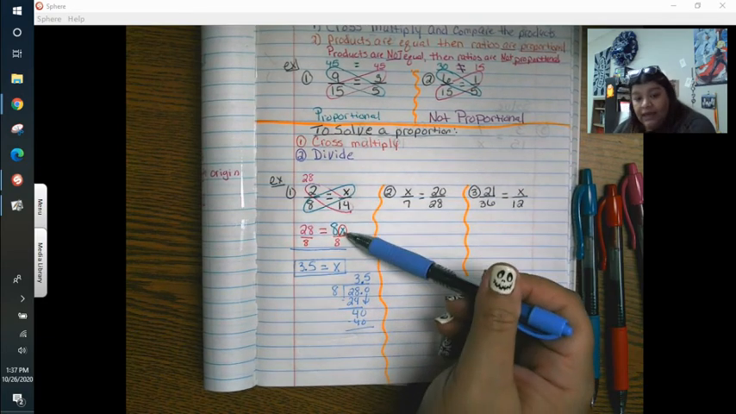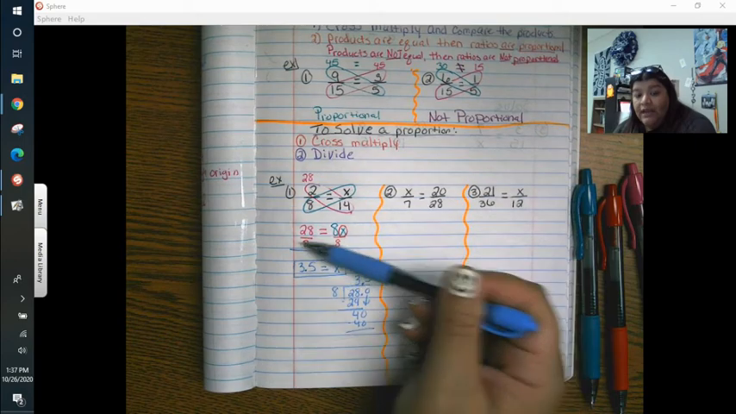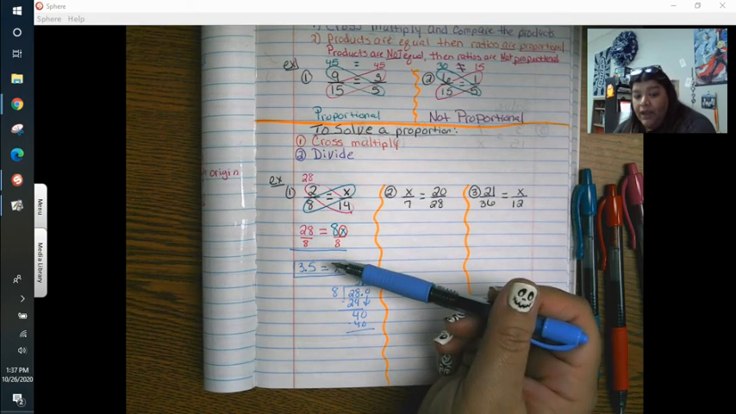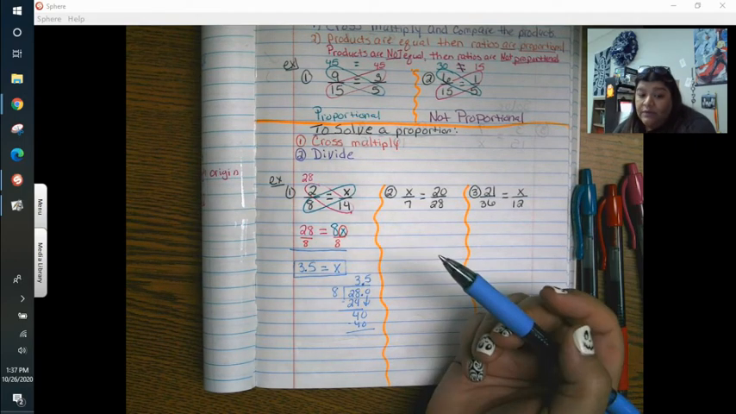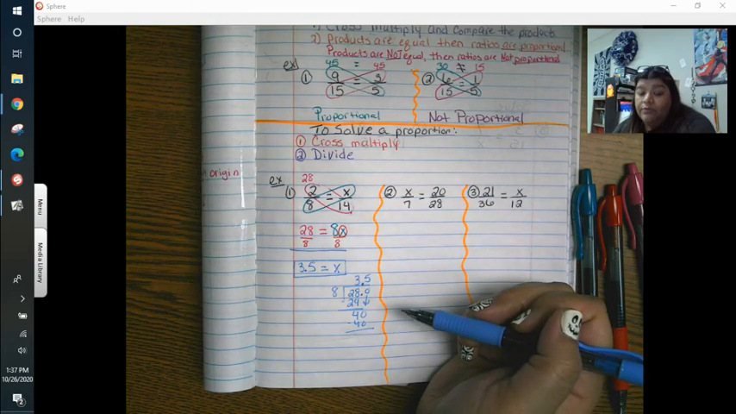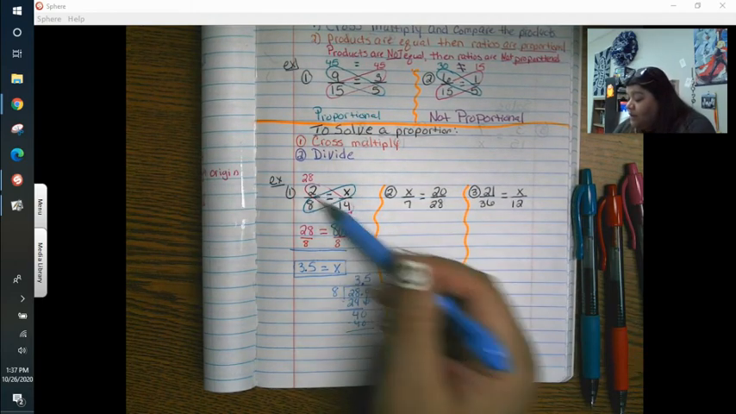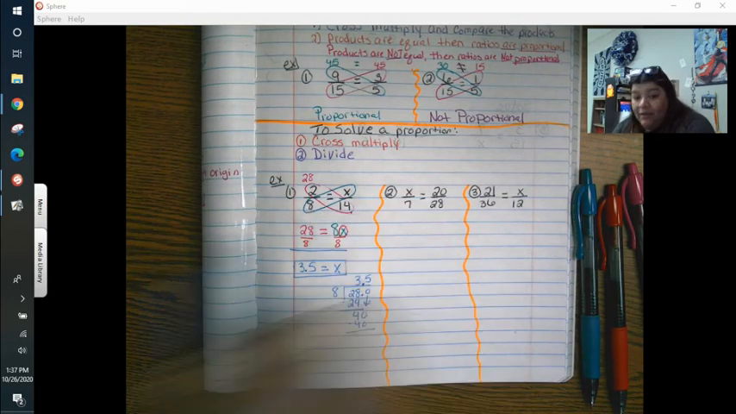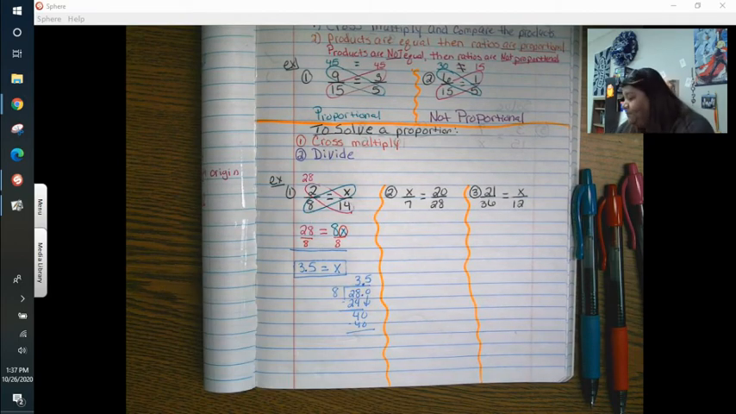8 times x is 8x, okay? You're trying to get these to be the same number, all right? So you can plug it in. If I do 8 times 3.5, I'm going to get 28, okay? So shortcut method: cross multiply the two numbers, divide by the number stuck with a variable, okay?